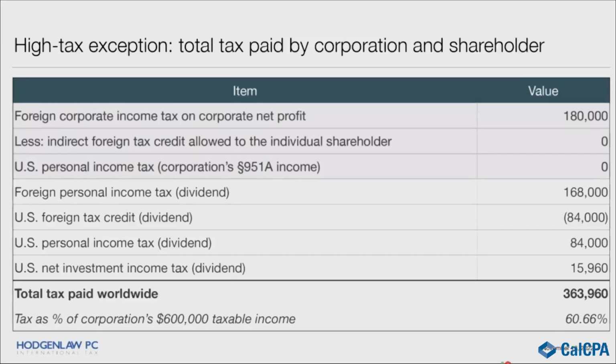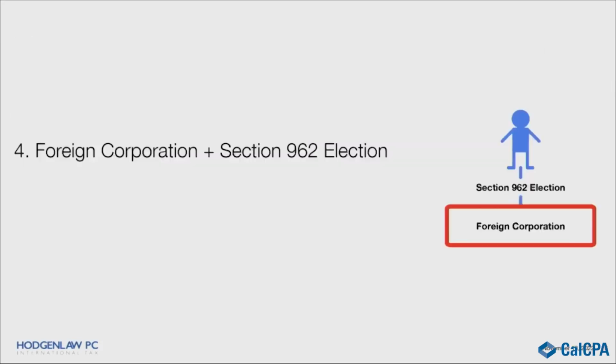And now you see this is a much less bad total tax liability worldwide of $363,960. So roughly 61% combined worldwide tax load, all things added together. Better. All right, next, onward. This is going to yield the same result as the high tax exception in a different roundabout way, but we'll see how it works.